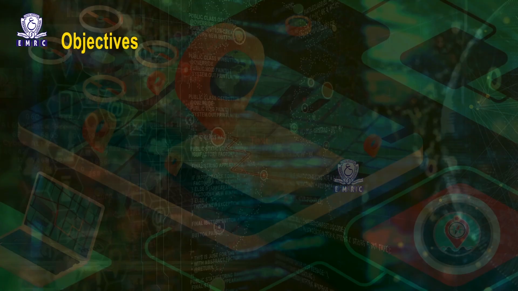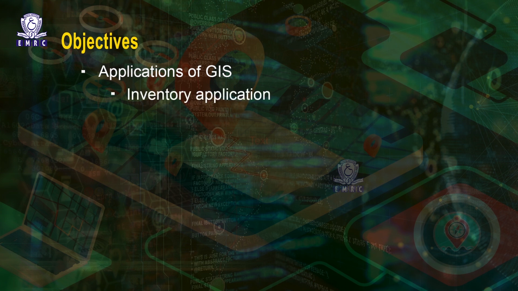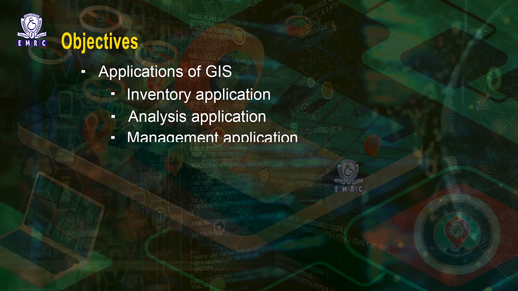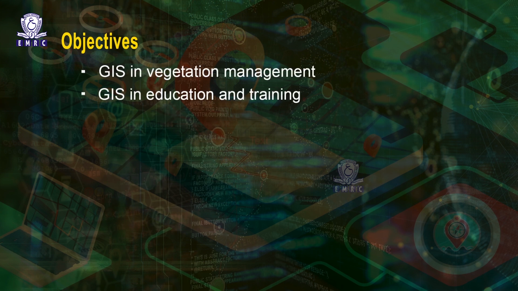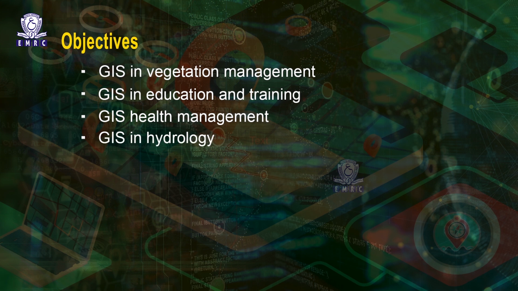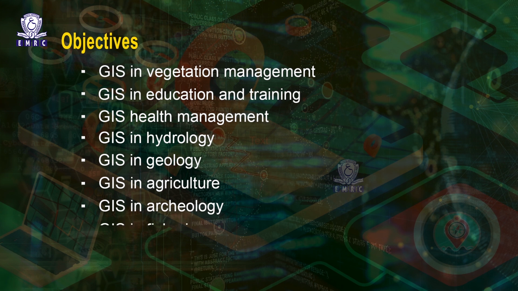Applications of GIS. Objectives. In this chapter, we will discuss various applications of GIS, that is, inventory application, analysis application, management application, the 5 M's, GIS in environment, GIS in forestry, GIS in fire prevention, GIS used in vegetation management, GIS in education and training, GIS in health management, GIS in hydrology, GIS in geology, GIS in agriculture, GIS in archaeology and GIS in fishery.